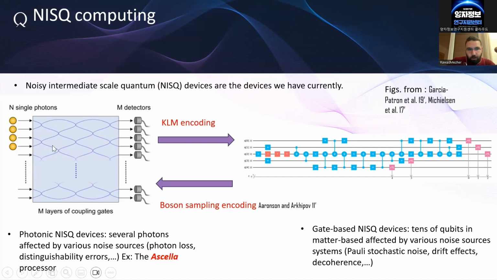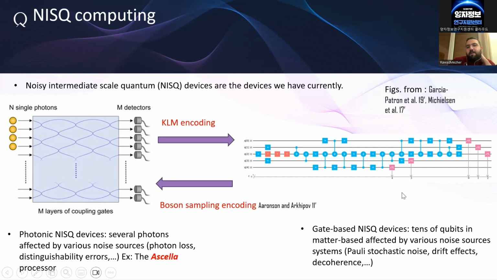And you can go from, for example, the photonic picture to the circuit picture using the KLM encoding, which I guess you saw in previous talks, Knill, Laflamme, Milburn. And the inverse, which I'm going to talk about a little later, you can even go from the circuit to the photonic picture using what's called the boson sampling encoding, which I want to explain later on in this presentation. And just to say, these are the two types of devices which are currently available. They operate on a relatively small number of photons and qubits, so qubits in the matter-based and circuit-based, and photons in the photonic-based, and they actually have very different noise sources.